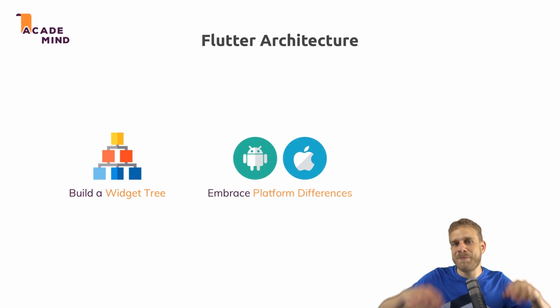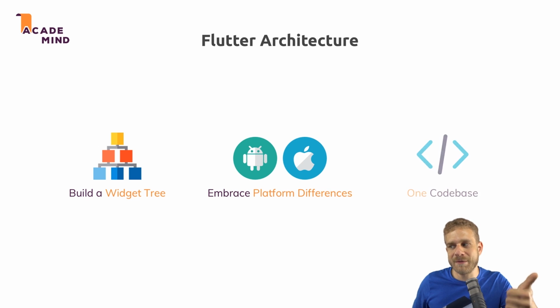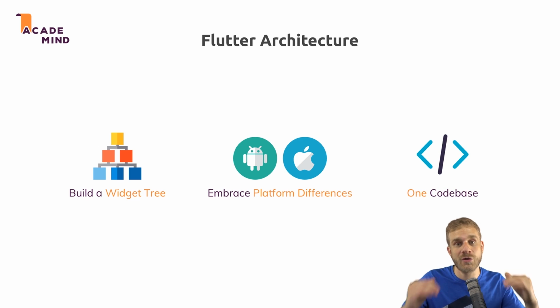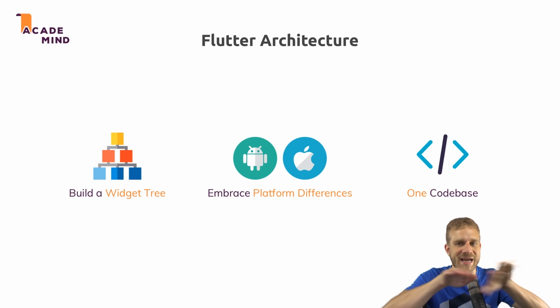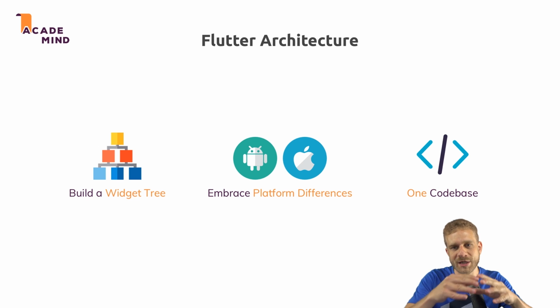Additionally, Flutter embraces platform differences. This means that, of course, we use one code base, that's the third important thing. We use one code base to write iOS and Android apps, but since these platforms aren't entirely equal, Flutter gives you some tools to find out on which platform you're running, so that in cases where you need it, you can execute different code. So one code base, but the possibility to differentiate between the platforms.